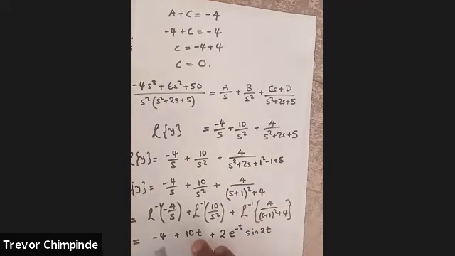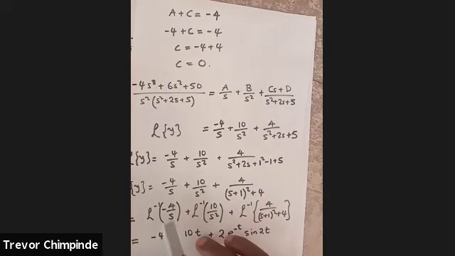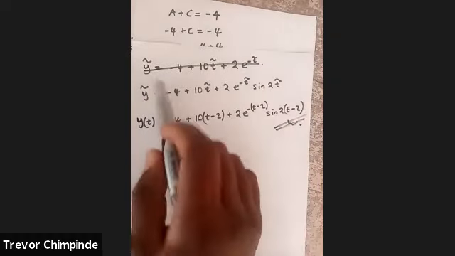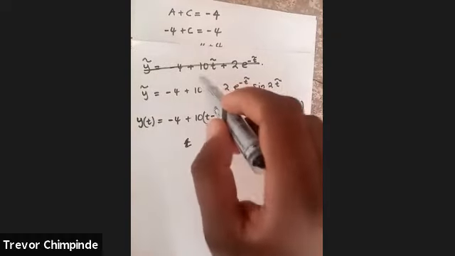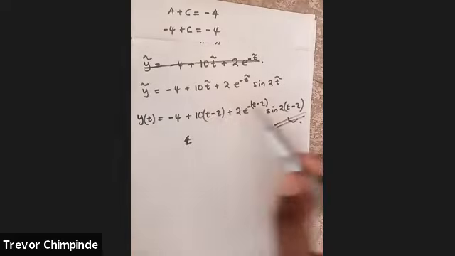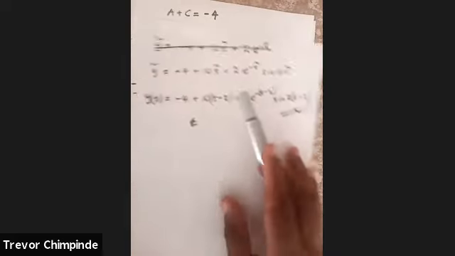Once you're done with this, you just have to remember that you had changed your problem. So to go back to your problem, this is what you found, and in place of t tilde you put t minus 2. So this is your answer to the solution.